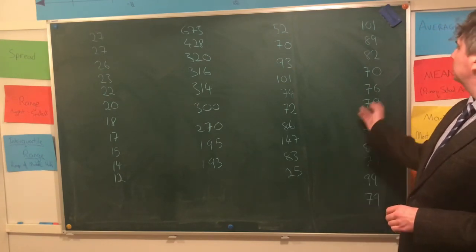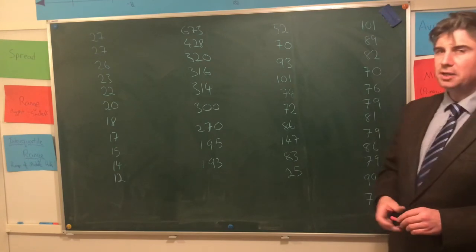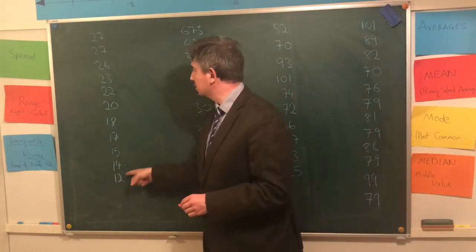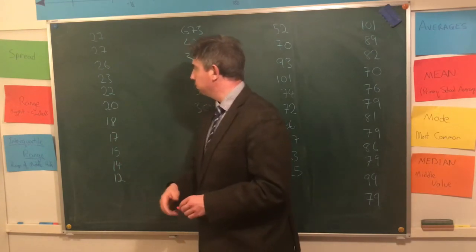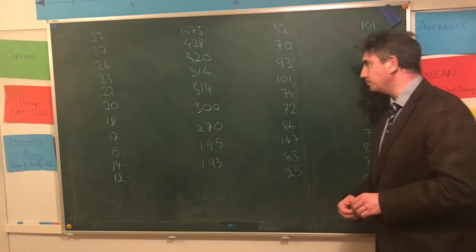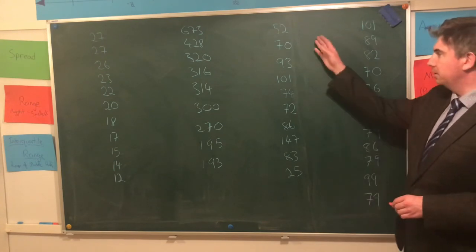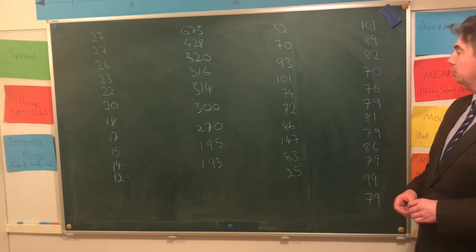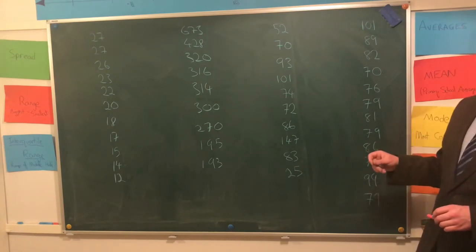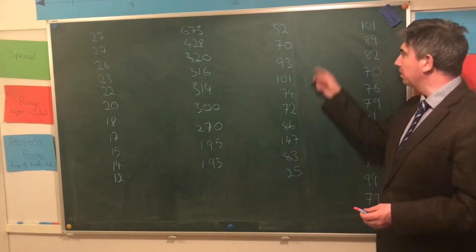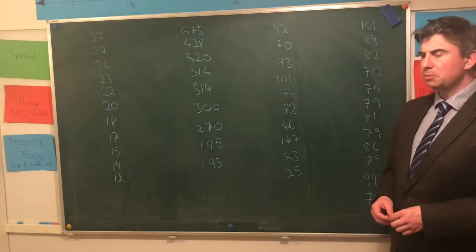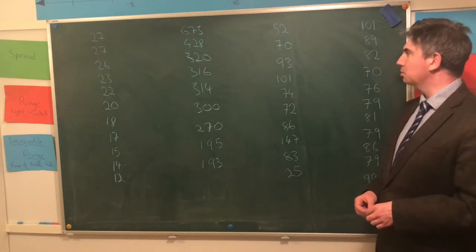I need to talk about these two over here. I've been really nice to you up until now. I've always given you data that goes from smallest to biggest, and it's kind of ordered. This one here is all jumbled up. So in order to calculate the median and the interquartile range, you're going to have to put them in order. You don't need to put them in order to get the mean, but you will need to for the median and the interquartile range.